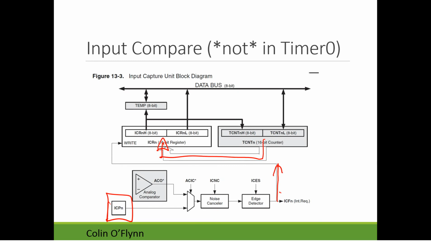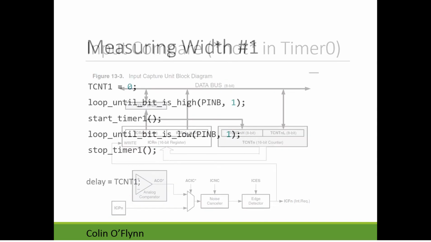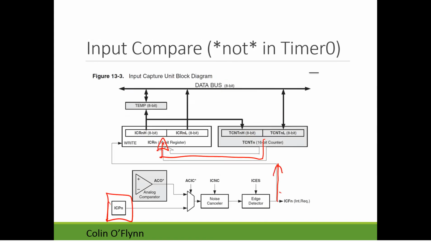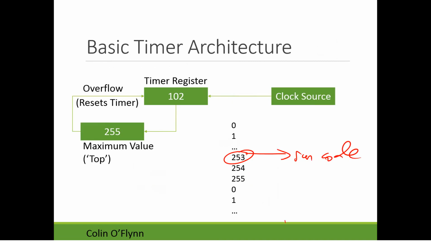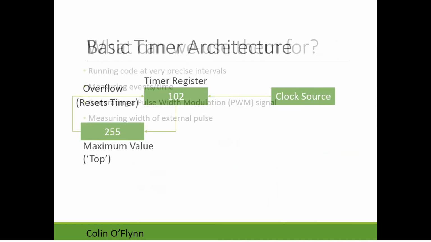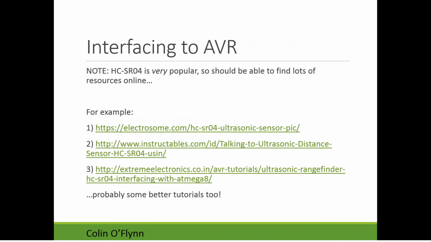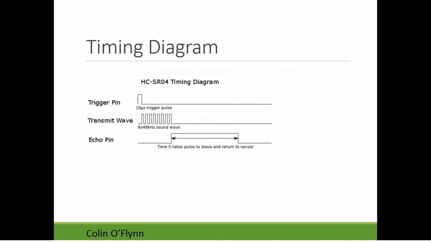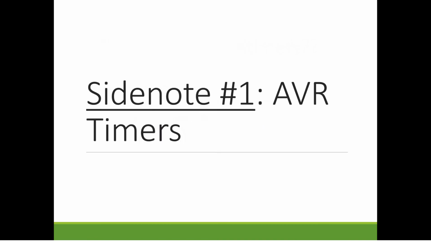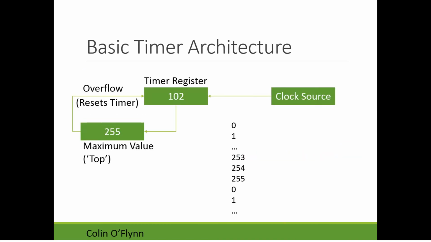Are there any questions on that before I start using them briefly? Nothing too unclear? Okay. So going back, slowly becoming unsidetracked, our problem was that we want to measure the width of this echo pin. There are three possible ways, now that you've seen a timer, that you could do it.